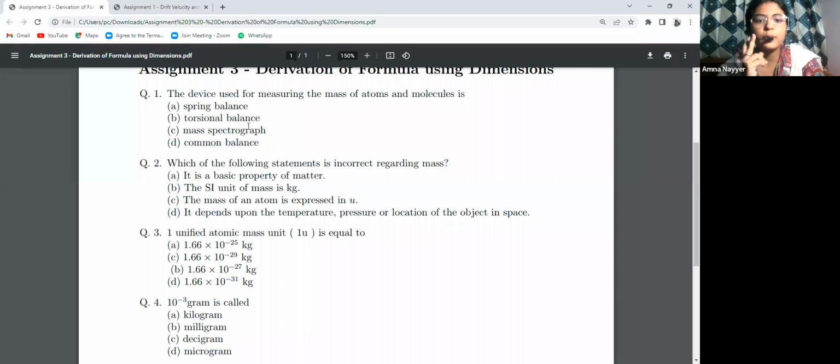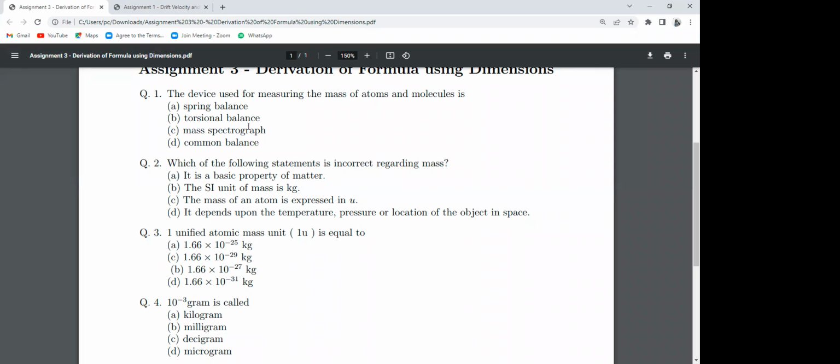And the second question that was given to you, it was, which is the incorrect statement regarding mass? So it's the basic property of matter. Correct. It's the basic property of matter, or you can say it's the intrinsic property of matter. Means it is a fundamental property that we have studied. SI unit of mass is kg. We have seen. And what is the CGS unit of mass? Yes, Arnav. Mass is gram. Grams, correct.